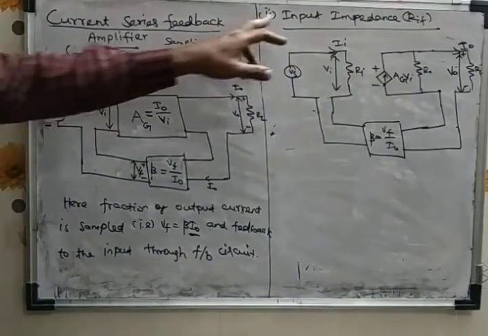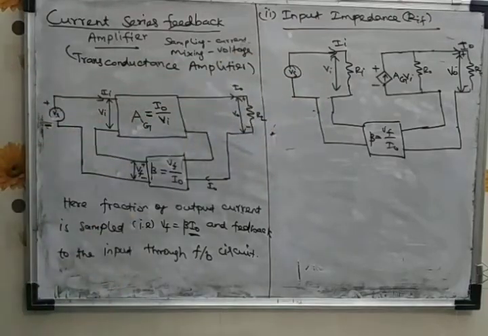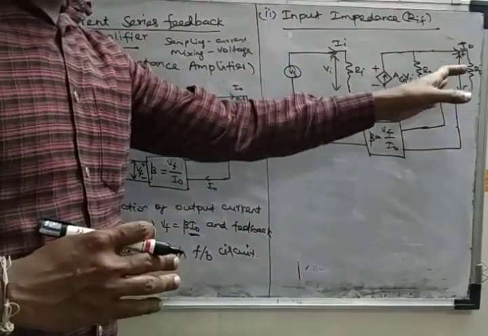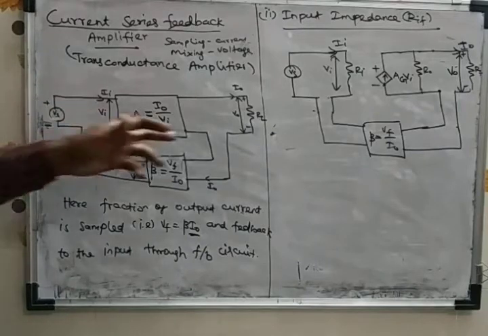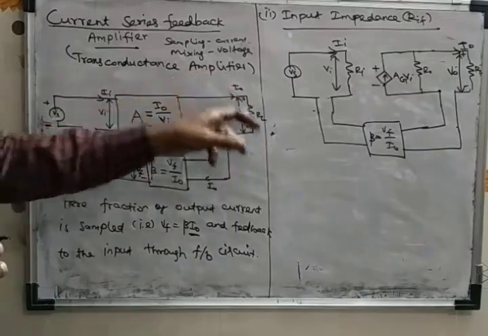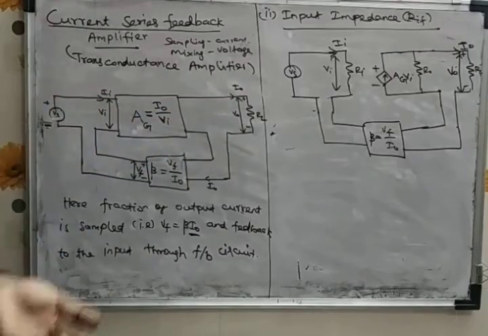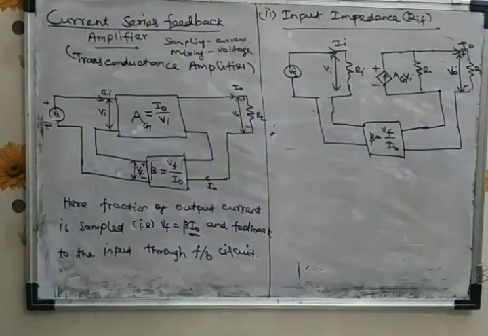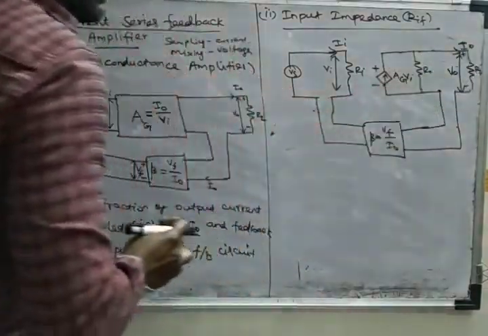So to find input impedance, you have to make the output source 0, either output voltage 0 or output current 0. Here you have to make output current 0. You are having current sampling, so you have to make current output 0. So for that you have to assume RL is very high. RL is very high means it will be open circuited, I naught becomes 0.